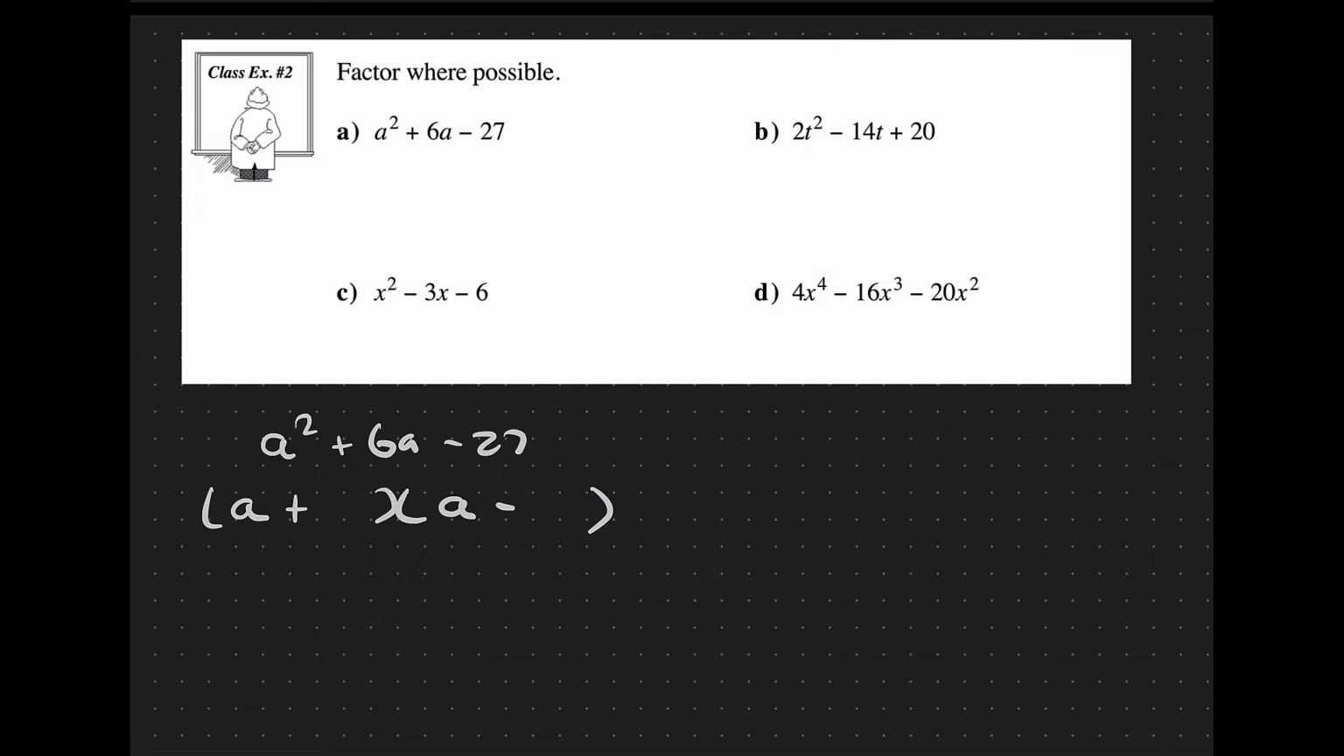And I've got the number 27, which is going to have 1 and 27, 3 and 9, and that should be it. So the two numbers are going to subtract to equal 6. 9 minus 3 gives us 6, and the larger number goes with the positive, so 9 goes with the positive, 3 goes with the negative. That was example A.